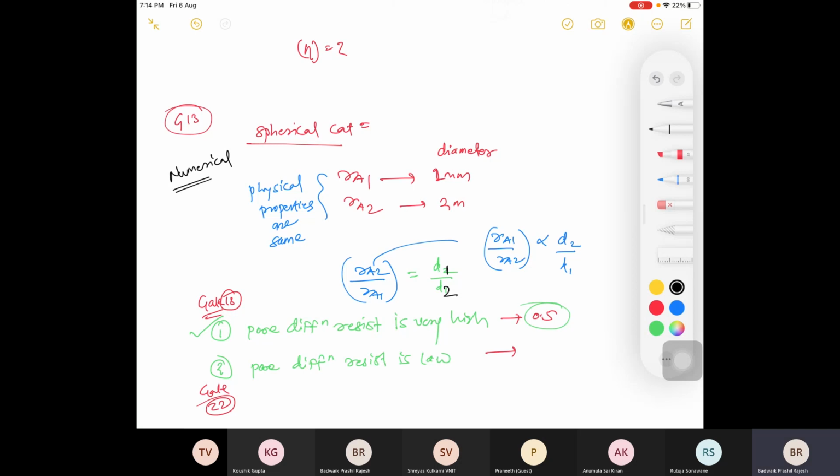For the second case, it is the weak pore diffusion resistance regime. So that is as it is. That is not changing. Your rate is the same as earlier. So that will be 1, you can say.